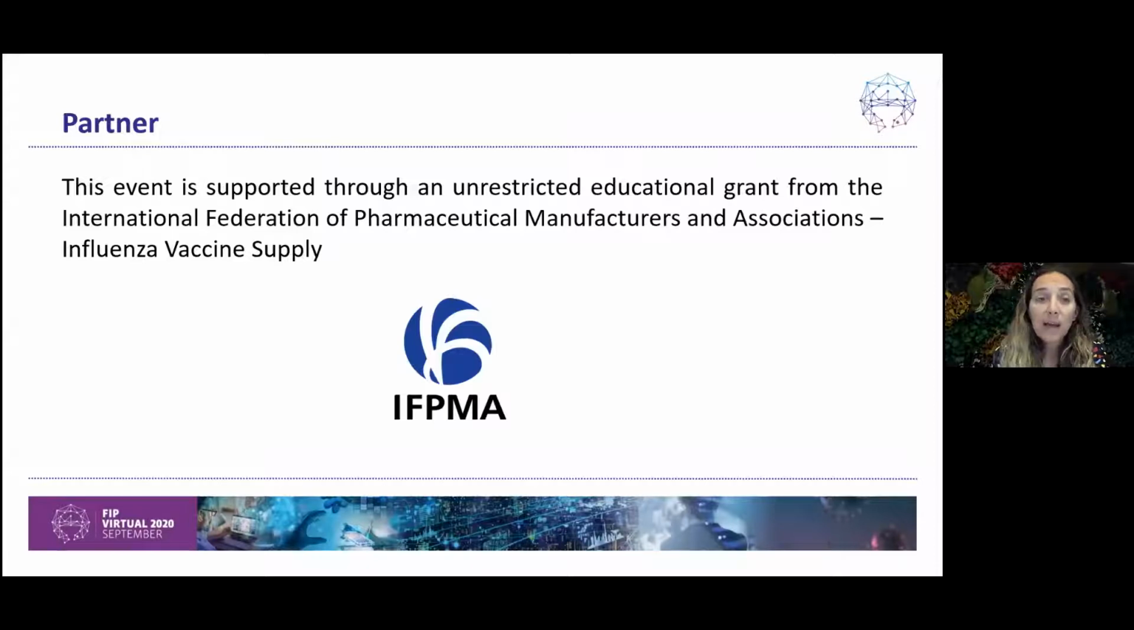We would like to highlight and thank IFPMA for their support to this event. Thank you very much. This is really a partnership we value in order to increase awareness of the role and capacity of pharmacists to vaccinate, and also to identify ways in which we can facilitate the implementation of vaccination by pharmacists in different countries and regions.